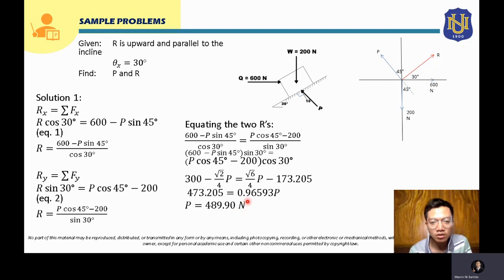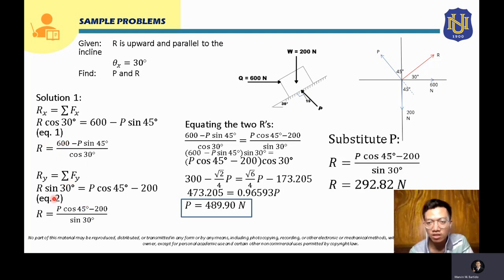So this is in Newton. Don't forget to include the unit for this answer. So box now that answer. Now, since we already solved for the value of p, we can now solve for the value of r by substituting the value of p to any of these two equations. So in this case, we will substitute the value of p to our equation 2. Okay, so we use this.